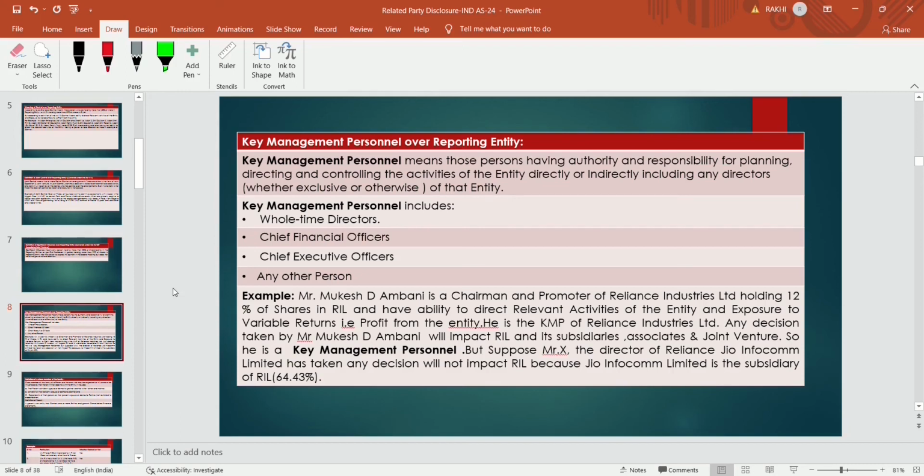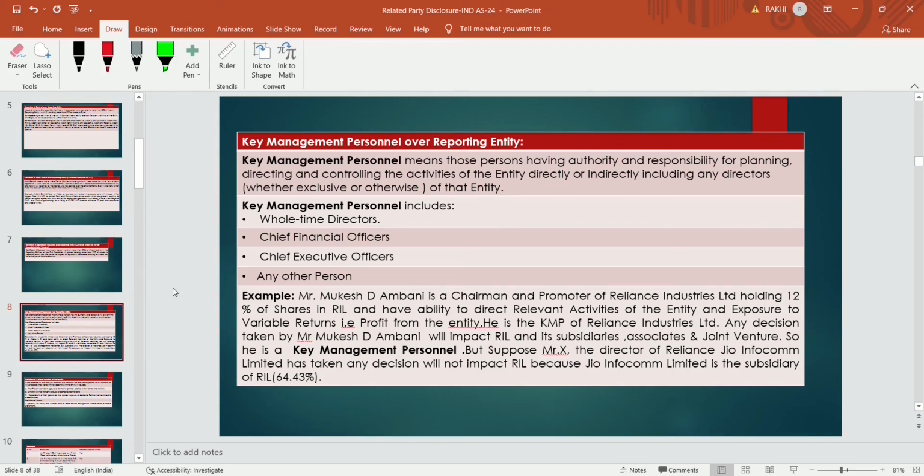But suppose Mr. X is the director of Reliance Jio Infocomm Limited and has taken a decision for Reliance Jio Infocomm which is beneficial for Reliance Jio Infocomm Limited, but not beneficial for Reliance Industries Limited. Whether this decision is passed, it will impact Reliance Industries and indirectly impact the profit of Mr. Mukesh Ambani. So whether the decision taken by Mr. X is beneficial for the company, and whether he has that much power to control the activities of the company.